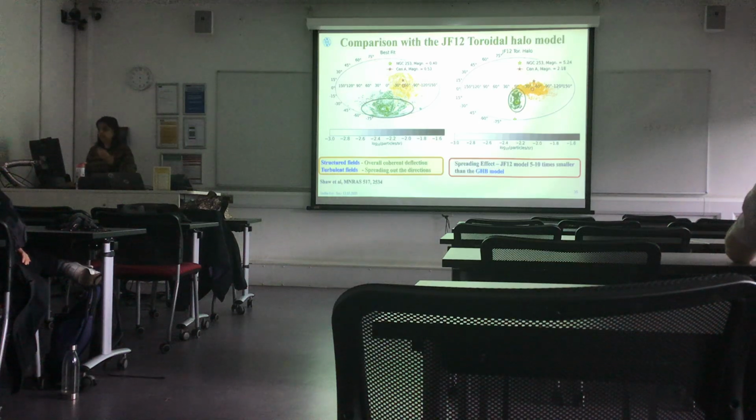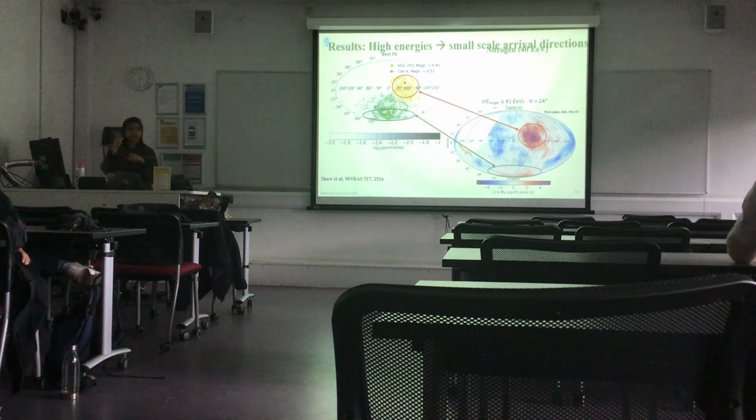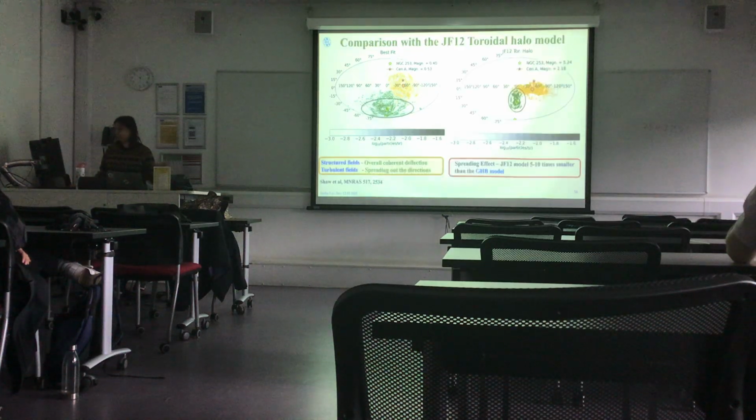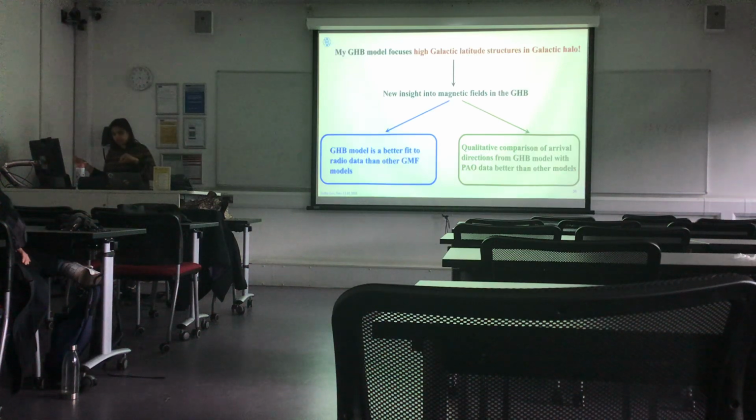This was interesting for us, because in our modeling we had already proposed that we have very strong magnetic fields in the halo. So we came to the conclusion that if you want to reproduce something that looks like this, you will need a lot of magnetic fields in the halo to spread your cosmic rays. What it does is focus on high latitude structures, which is what I meant by high latitude. It fits better to the radio data, and there is a reasonably good qualitative comparison between the cosmic ray arrival directions from the observation and our model.